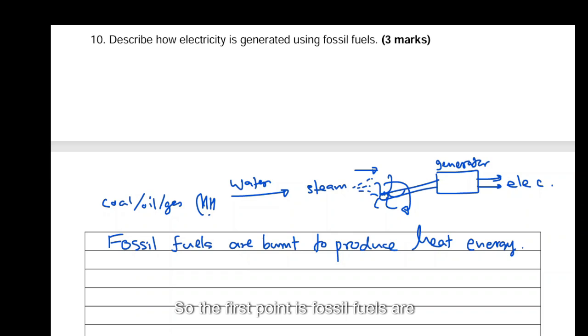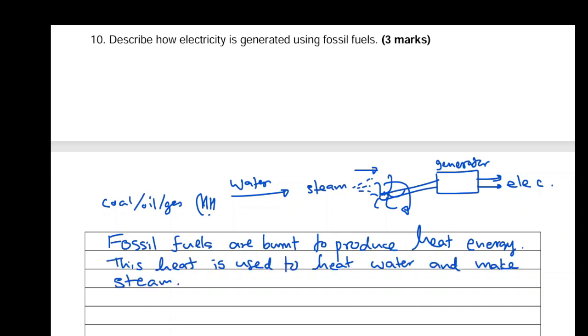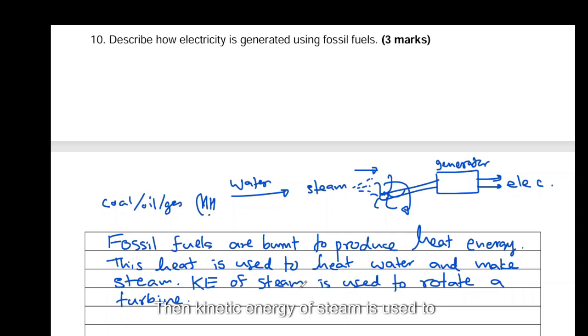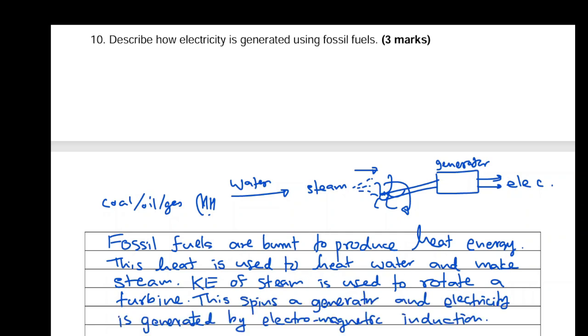So the first point is fossil fuels are burnt to produce heat energy. This heat is used to heat water and make steam. Then kinetic energy of steam is used to rotate a turbine. This spins a generator and electricity is generated by electromagnetic induction. You probably don't need the EM induction bit for paper 1, but that's what really happens.